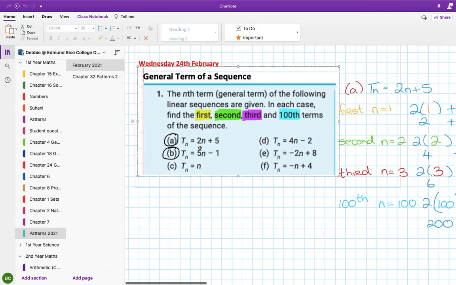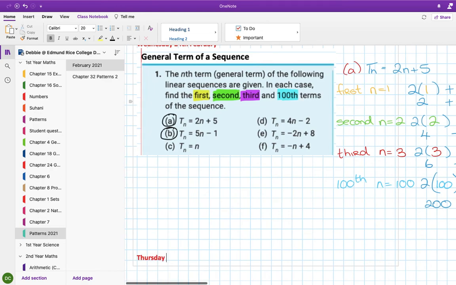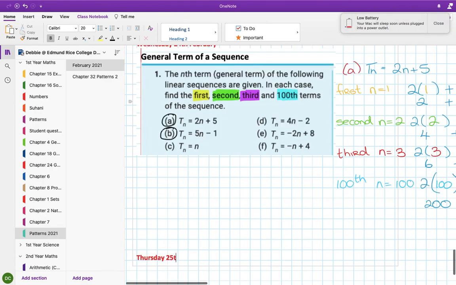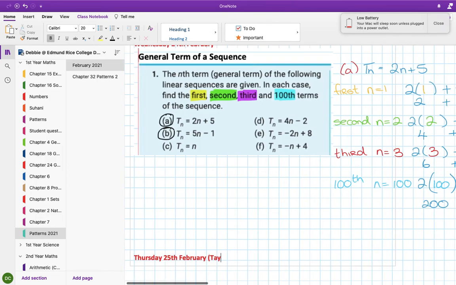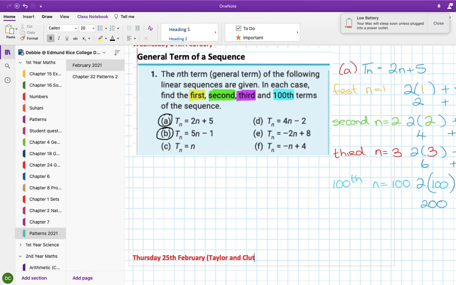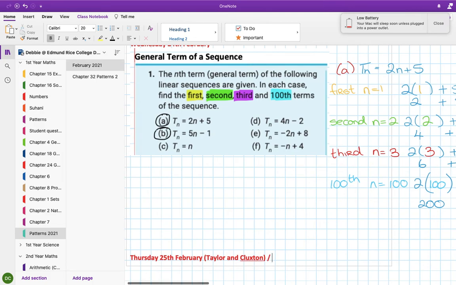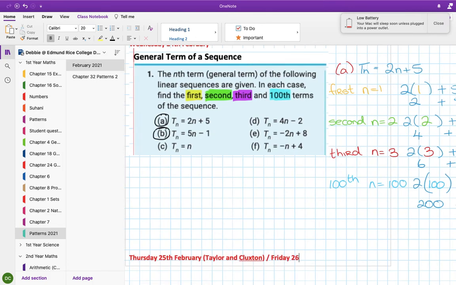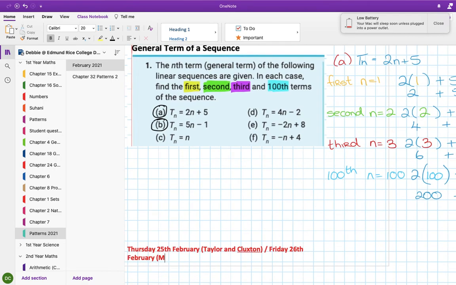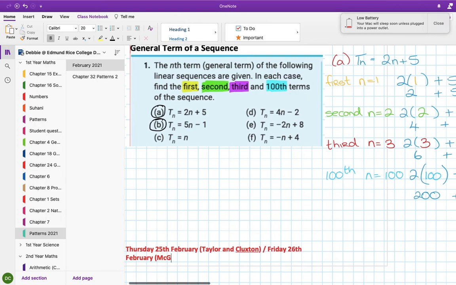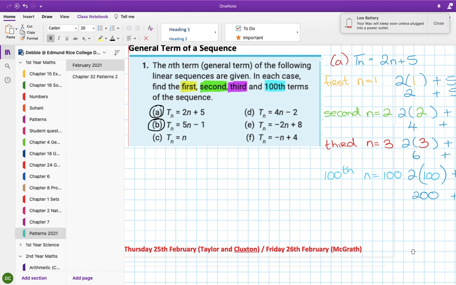Okay, hang on. So Thursday the 25th of February for Taylor and Cluxton. Friday the 26th of February for McGrath. Yeah, just gonna pull this out a little bit. There you go.